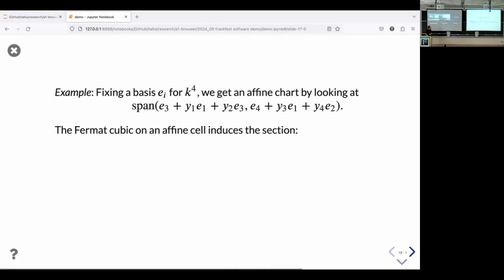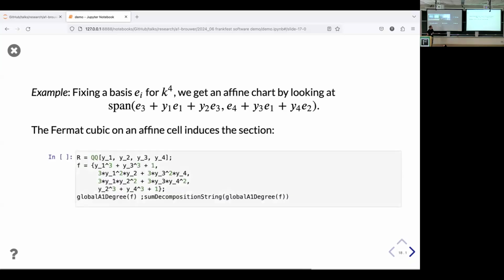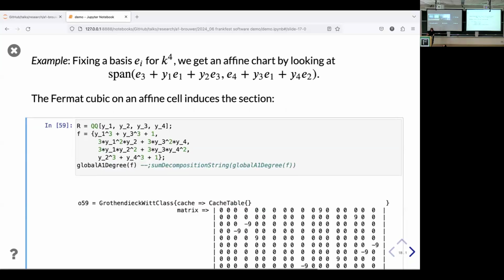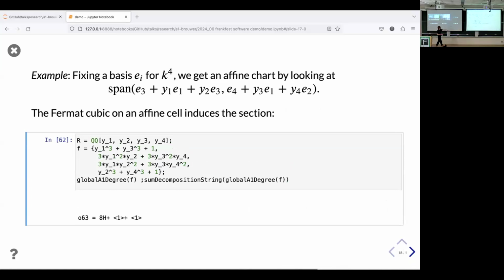Okay, so I could fix a basis for k^4, and I could take the span of this sort of thing with these y_i's. And what this is giving me is a trivialization of an affine cell on the Grassmannian. And I could look at the induced map up to Sym^3 S dual, and I get this type of section right here. So what I could do is compute its A1 degree, and I get this big, gross, nasty matrix. And again, we want to run our string method. And what I'm going to get is 8H plus 1 plus 1. So this is telling me over the affine patch that I parameterized, I'm seeing exactly 18 lines. And they're weighted in this sort of way. I've got 10 of them that don't flip, and I've got 8 of them that do flip.